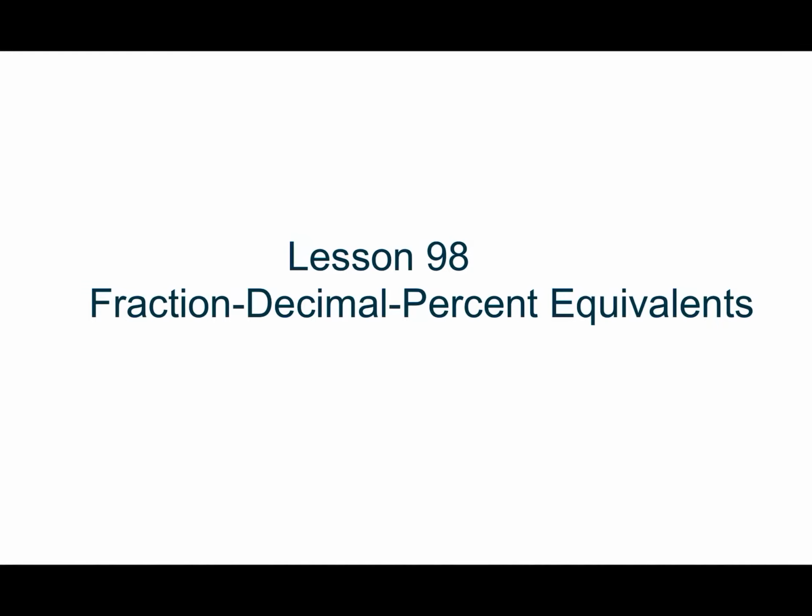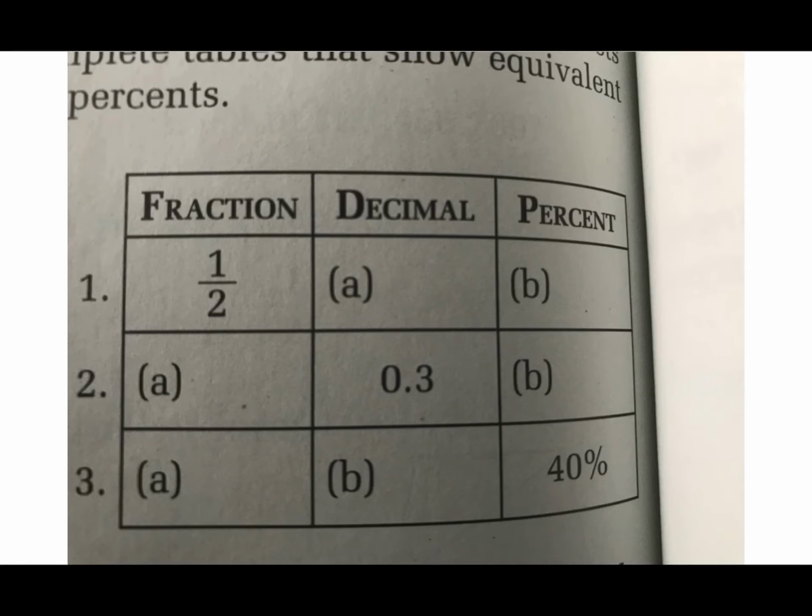Welcome to lesson 98. We're going to be looking at fraction, decimal, percent equivalents. We have done this before, but this is a little bit more in-depth. Okay, let's get started. The first thing we're going to do is look at these three examples: 1/2, 0.3, and 40%. And we're going to find the fraction, decimal, percent equivalent for all three.